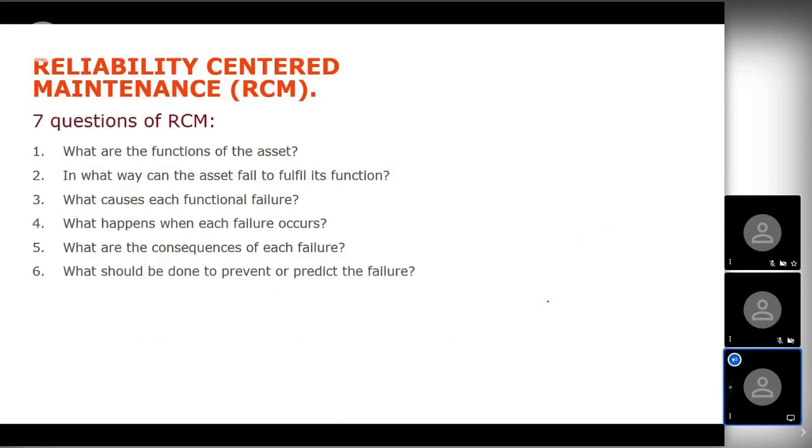What can we do to either prevent the failure from happening in the first place, preventive maintenance, or predict the failure, planned maintenance, condition monitoring, all of these things? What can we do to try to get to that point? If we can't do that, what else can we do instead? Maybe it's redesign it. Maybe it's change it altogether.